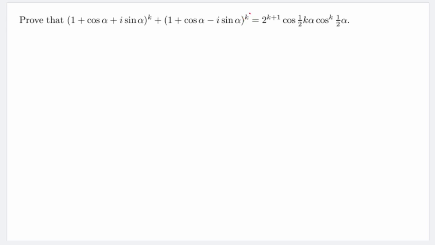And on the right side, we notice that there's a term called cos half k alpha. So over here, we can see that the power of k actually came down to be a part of the trigonometric function here. And this looks suspiciously similar to Moivre's theorem.